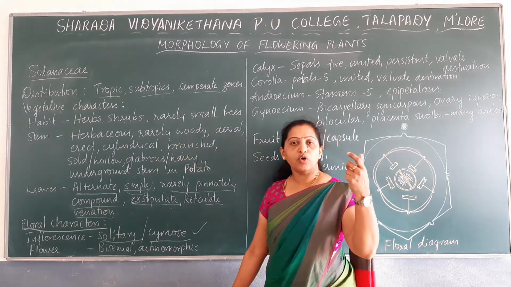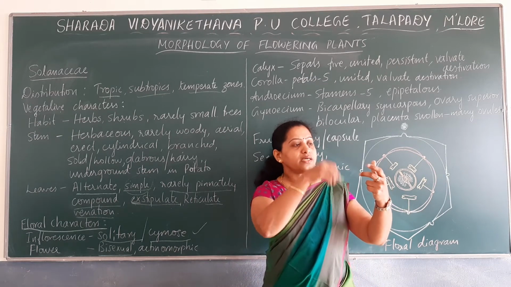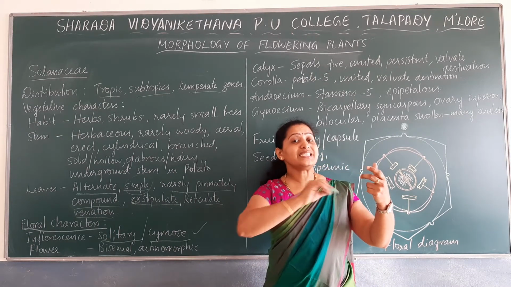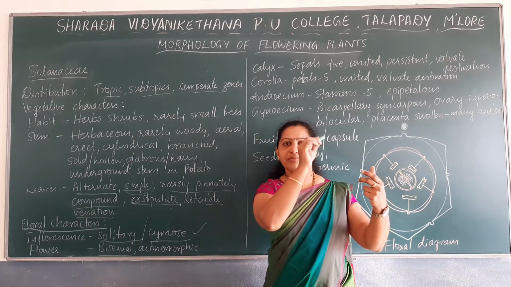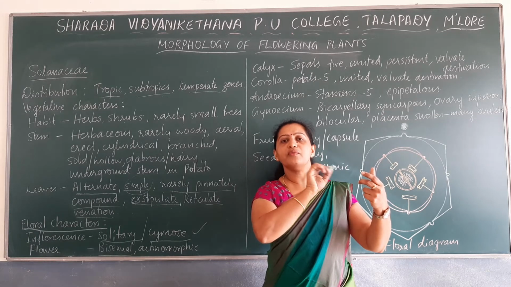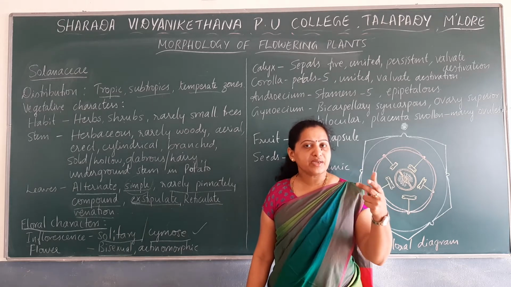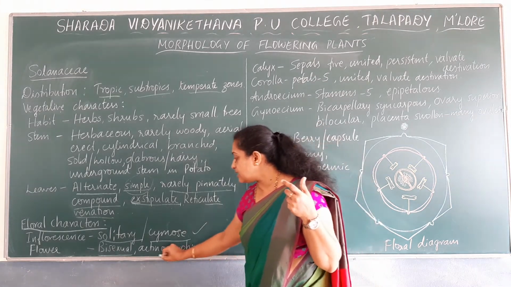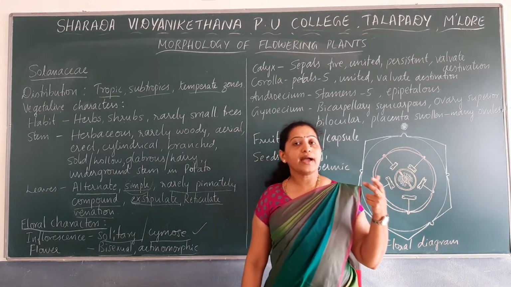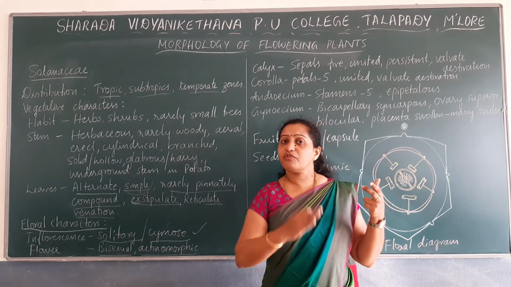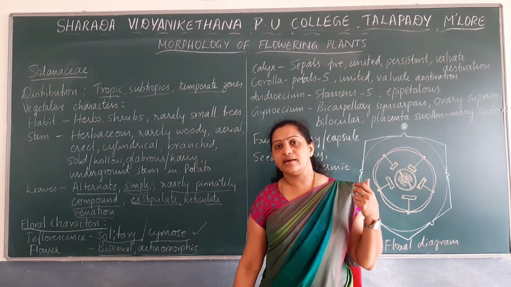Then while holding the flower, you will come to know what the symmetry of the flower is, whether it is radial symmetry or bilateral symmetry. If it is radial symmetry, like that of animals, usually we consider it as actinomorphic. Zygomorphic is almost similar to bilateral symmetry.